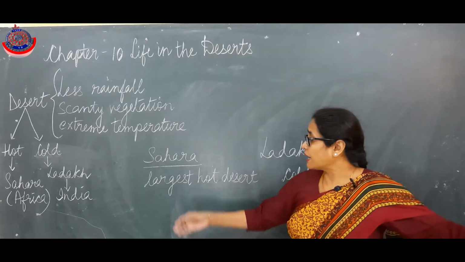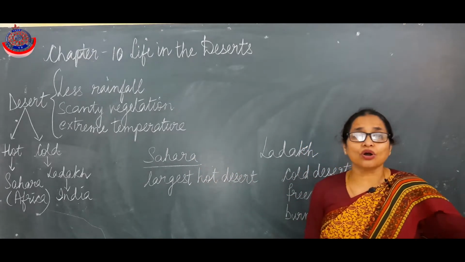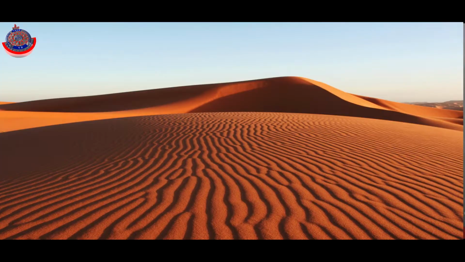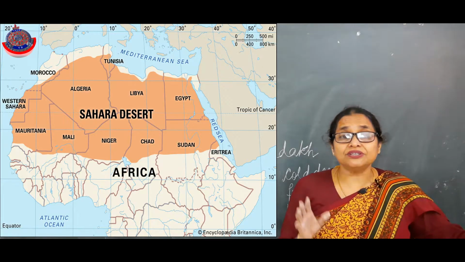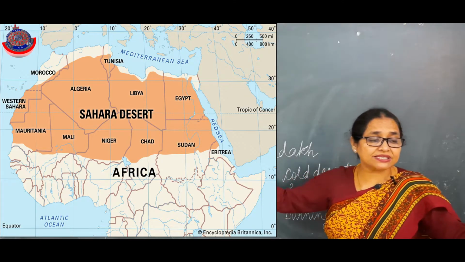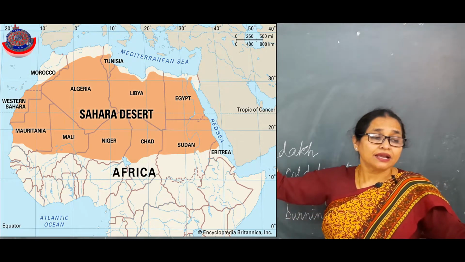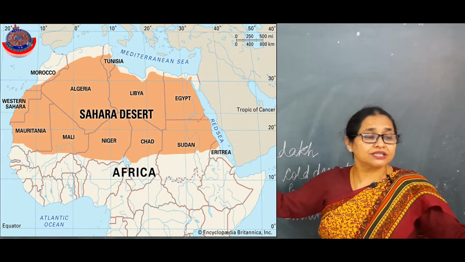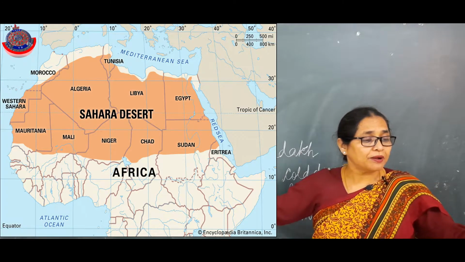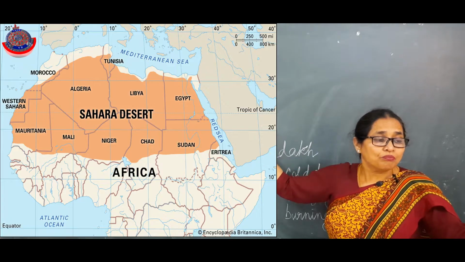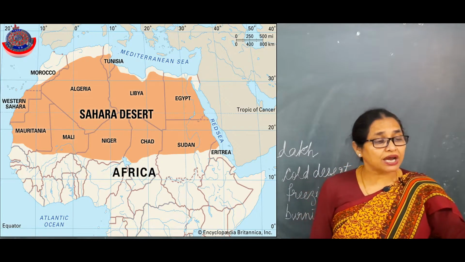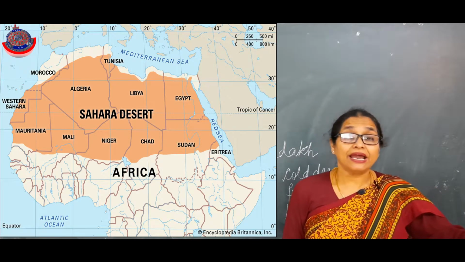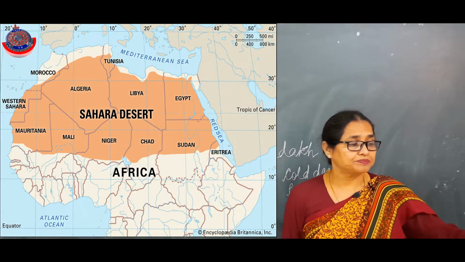First of all, coming over to the largest hot desert in the world, that is the Sahara Desert. The Sahara Desert touches 11 countries. If I name these countries, they are Algeria, Chad, Egypt, Libya, Mali, Mauritania, Morocco, Niger, Sudan, Tunisia and Western Sahara.